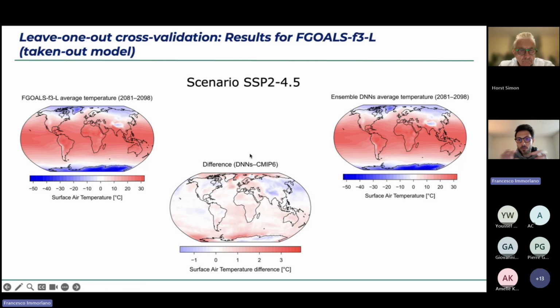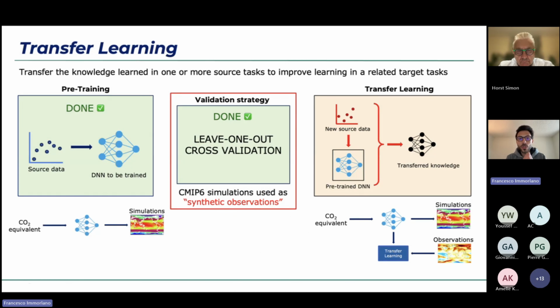And we see that there are some error spots, but the results are pretty good. So now the validation is concluded. So we somehow showed that the performance of the DNNs after the fine-tuning are good even in the future period where we had a ground truth thanks to the synthetic observation.